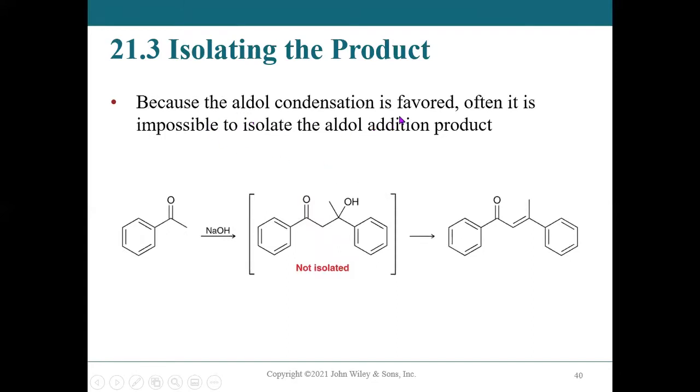Because aldol condensation is favored, often it is impossible to isolate the aldol addition product. So here is another reaction. This aldol addition is usually difficult to isolate. Even warm temperature can induce the condensation. So this is the aldol addition and condensation.